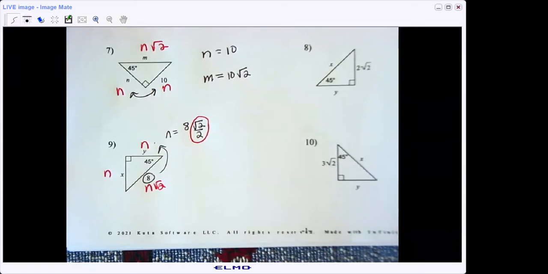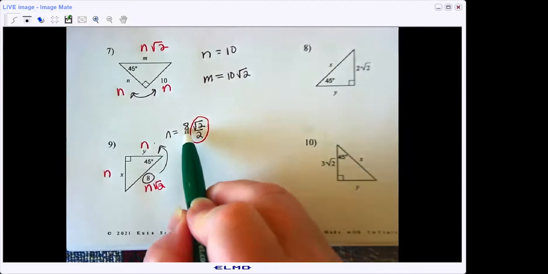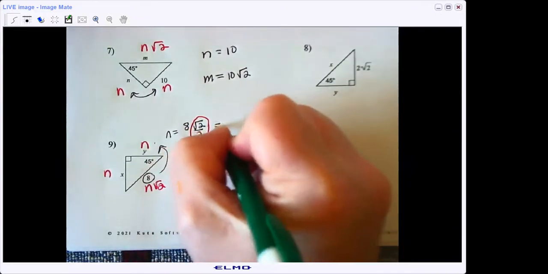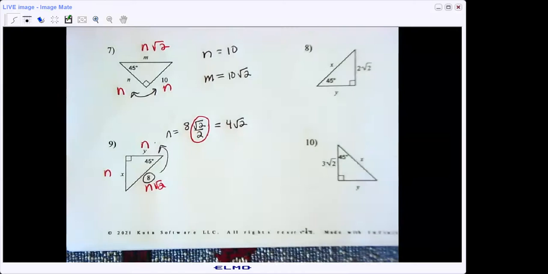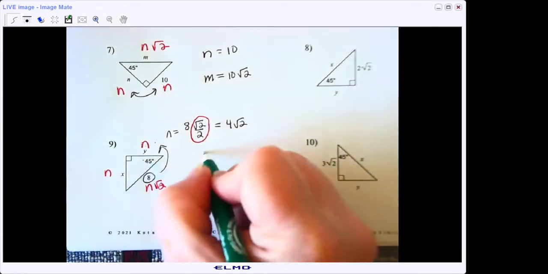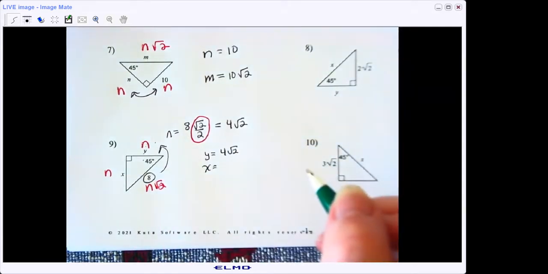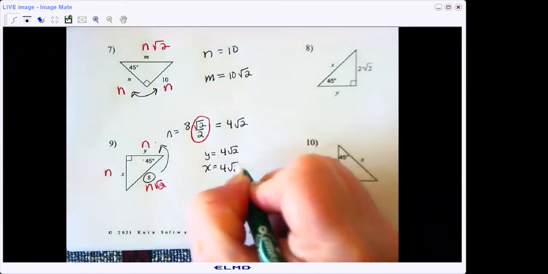Okay. Can I simplify anything there? Yes. The 8 and the 2. 8 and 2. Good. Yep. So this 2 on the bottom, outside number, goes into the 8, which is an outside number, and gives me 4 root 2. There's my N. So now that I know that this is 4 root 2, so y equals 4 root 2. So what does that make x? Same thing. Good, 4 root 2.